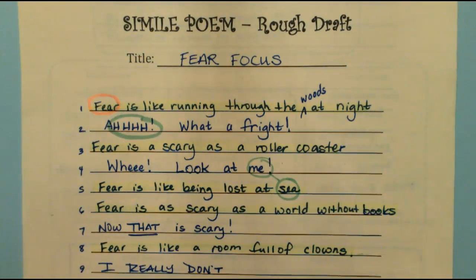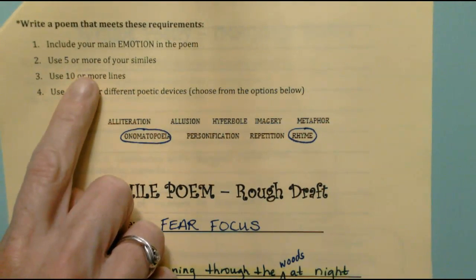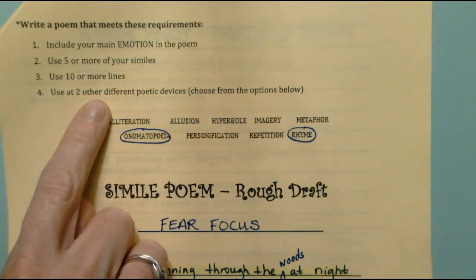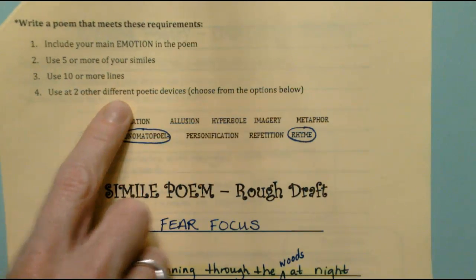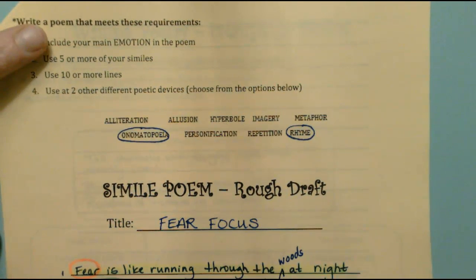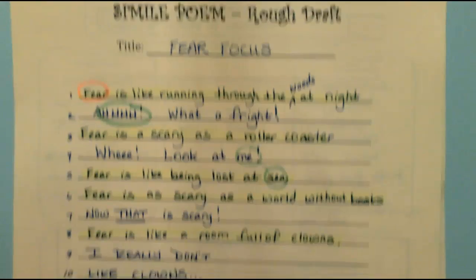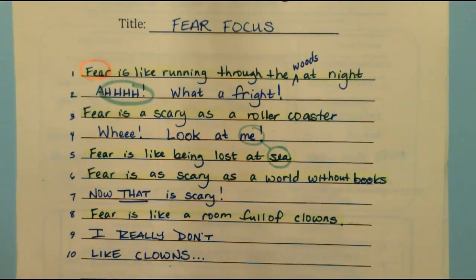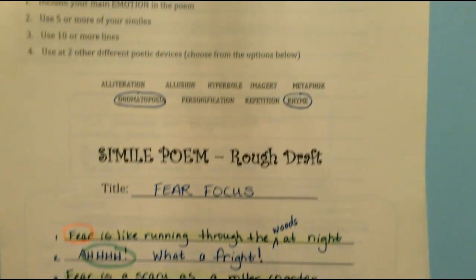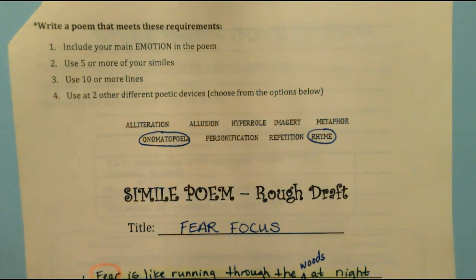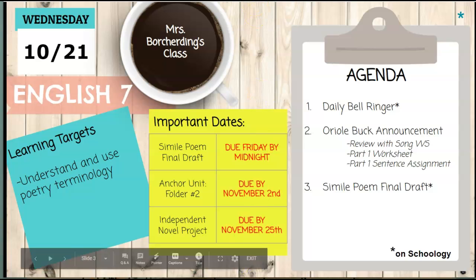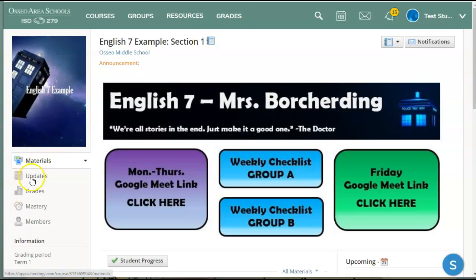This poem, which would be 10 lines or longer, would contain 5 or more similes and have 2 other poetic devices, and also include whatever emotion you chose to focus on. It should be already written. Now, on the off chance that you did not get this done and you're on your at-home day, you might have to go back into your previous lesson.